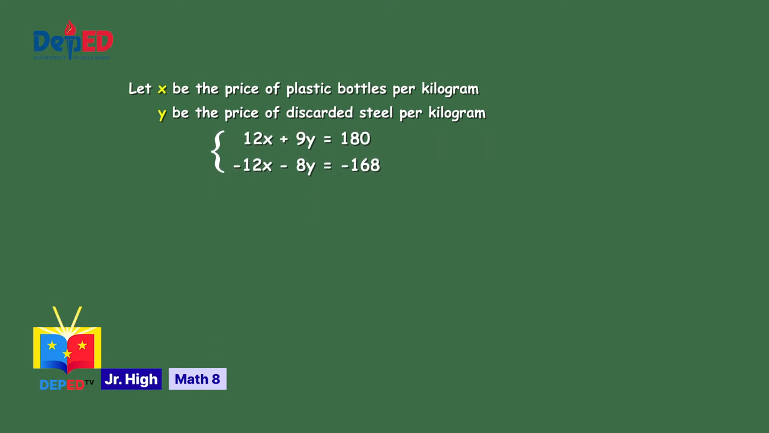Next, let us add the terms in the left side of both equations: 12x plus 9y minus 12x minus 8y. It is equal to the sum of the constant terms of both equations, 180 plus negative 168.